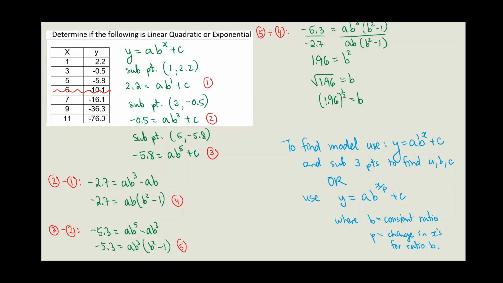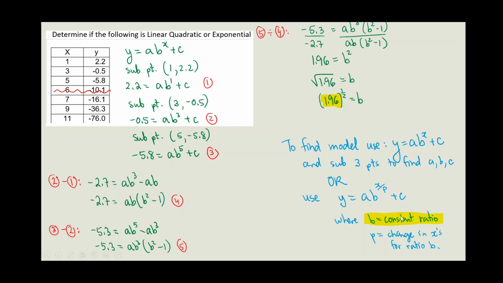So next, I want to point out the shortcut. If you choose to use this other version, we wouldn't have had to plug in 3 points and do all of this algebra, because on the previous slide, we have found the constant ratio to be 1.96. So we could have said right away that b is going to be 1.96, except not just by itself, it's going to be also to the power 1/2.